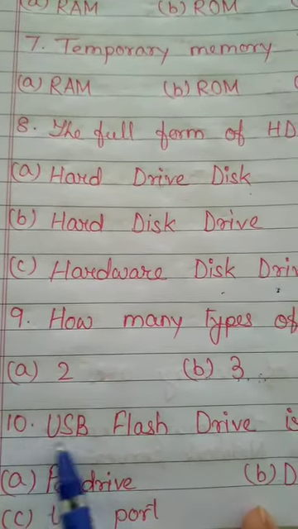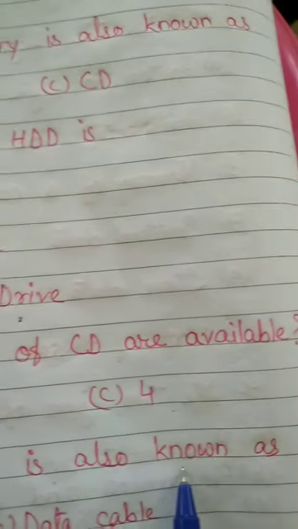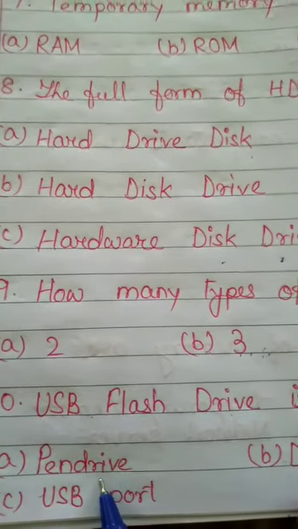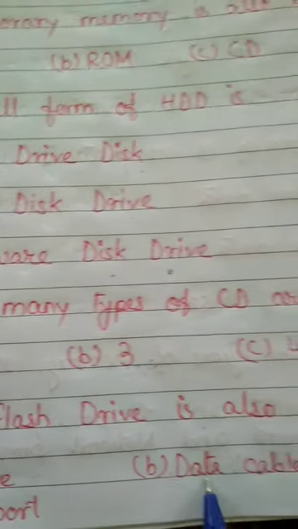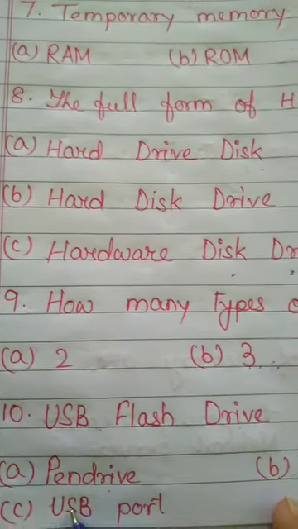Question number 10. USB flash drive is also known as option A pen drive, option B data cable, option C USB port.